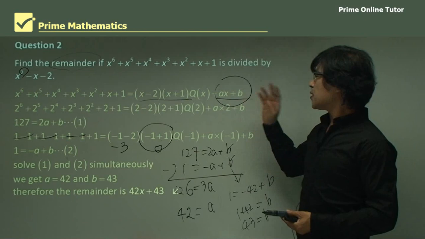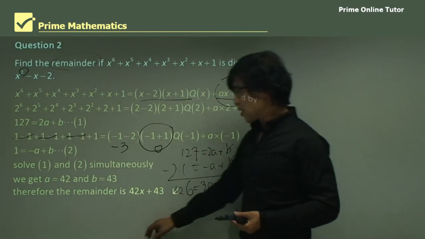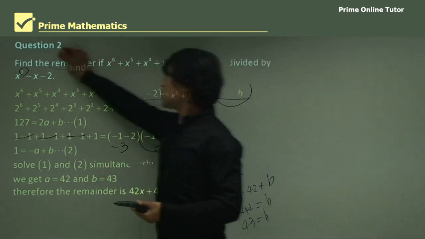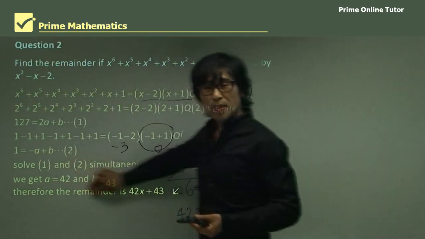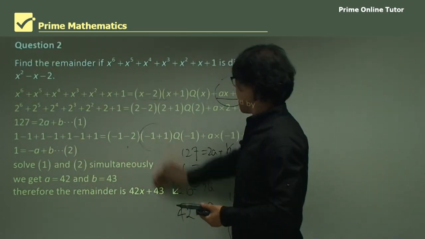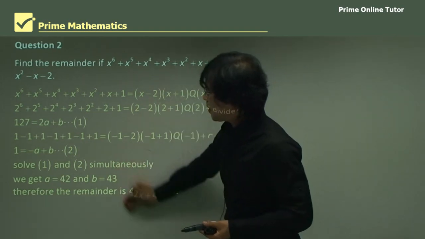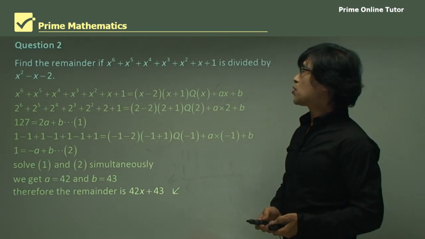So always, okay, again, first step is you must be able to write the format of the remainder, okay? And then your second step is to find the good numbers to make the polynomial becoming simple. Then solve them simultaneously and find a and b, you can get it, okay? Okay, let's do question 3.